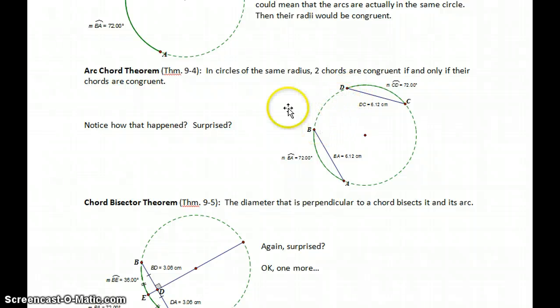Anyway, here I use this kind of prefix or sentence stem on all these. It says, in circles of the same radius. Here I'm just marking the fact that we have one circle with both these things going on.